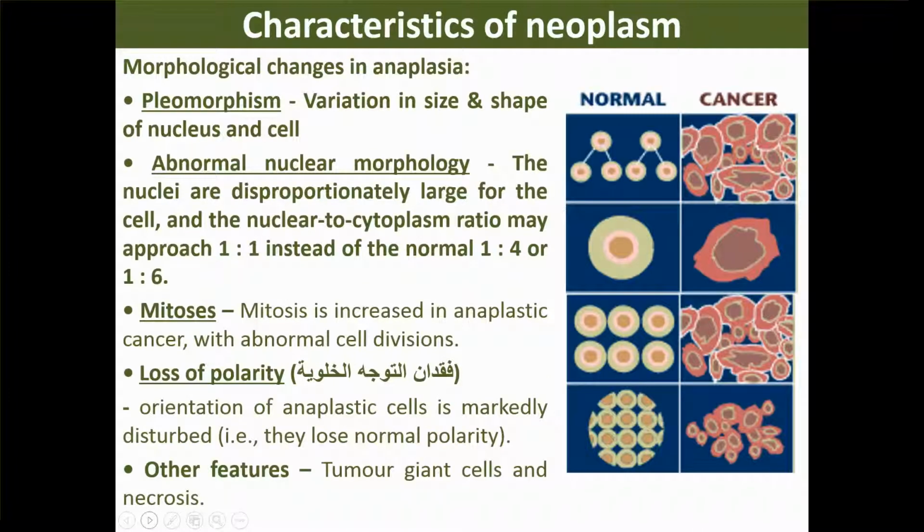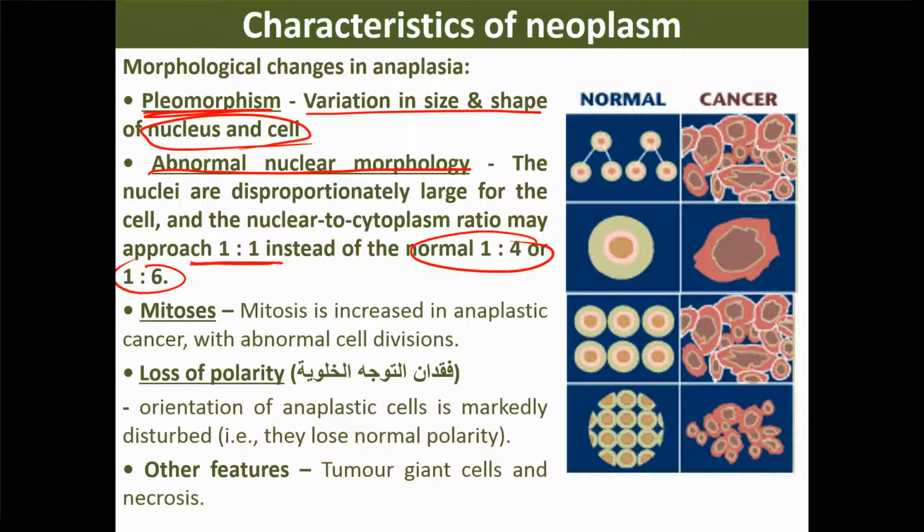Now coming to the morphological appearance of anaplastic cells. The first thing is pleomorphism, which means they vary in size and shape of nucleus and cell. So it is called cellular pleomorphism and nuclear pleomorphism. They have abnormal nuclear morphology. Normally the nucleus to cytoplasm ratio is 1:4 or 1:6. It becomes 1:1, which means they have more nucleus and darker nucleus. Now coming to mitosis, the anaplastic cells undergo abnormal cell division, which means they divide into 4-5 cells, and they also lose their polarity, which means the orientation is lost. They also have tumor giant cells and necrosis.